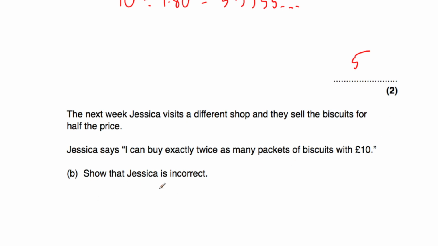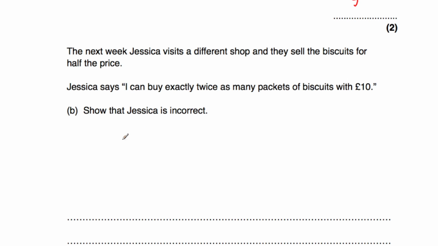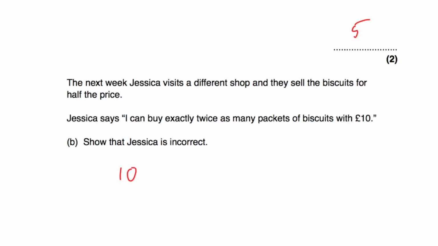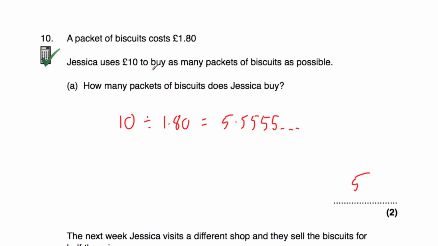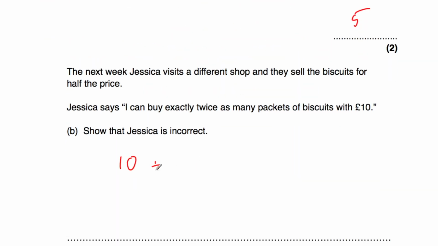But we've been asked to show that Jessica's incorrect. So let's see how many packets of biscuits she can buy. She's got £10, and last week they cost £1.80 and this week they're half the price. That means they're 90p. So we're going to divide £10 by 90p, or 0.90.